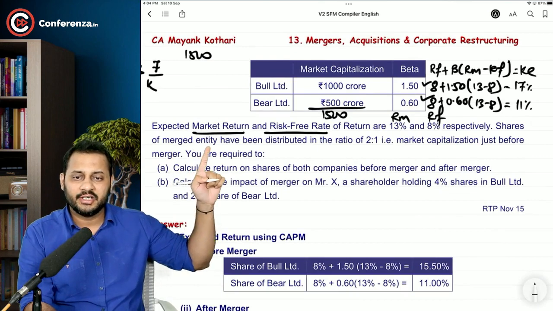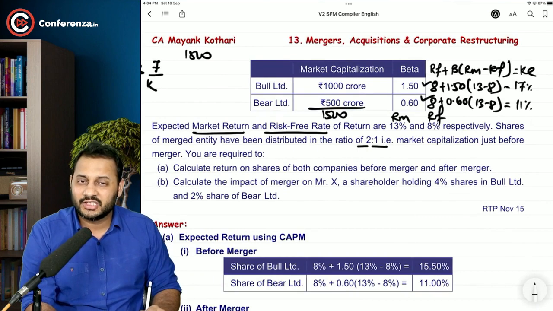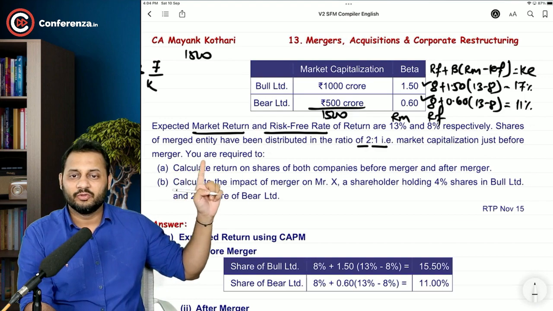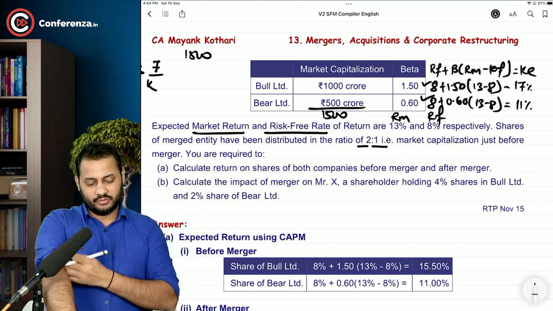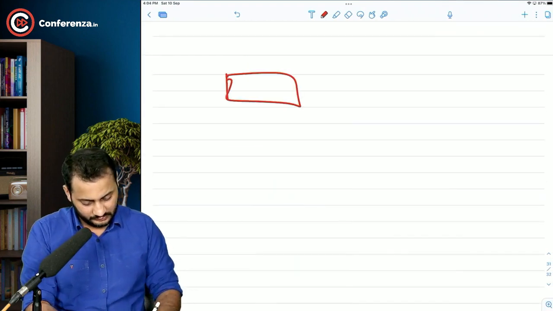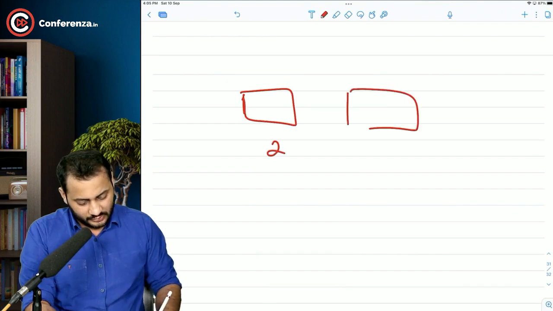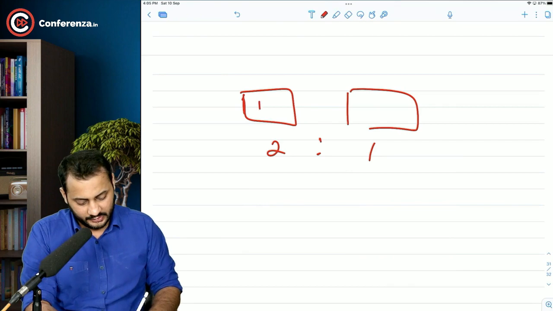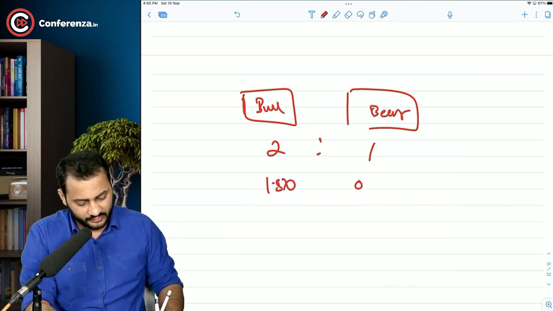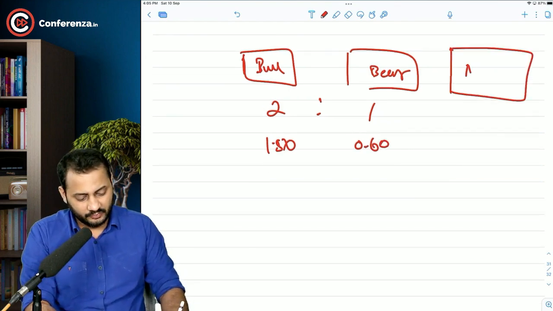Shares of the merged entity have been distributed in the ratio of 2:1. Market capitalization just before the merger, you are required to find out. This is the 2:1 ratio. This is Bull and this is Bear. The beta of this is 1.5 and this is 0.60. Can we calculate the beta of the merged entity?